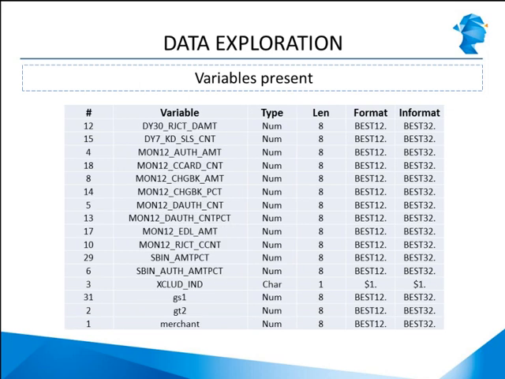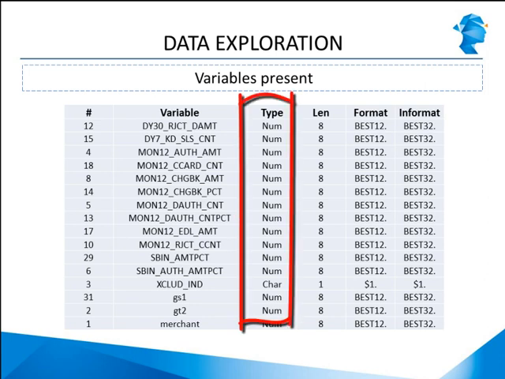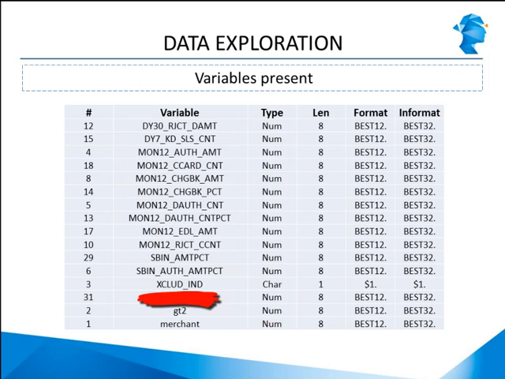This is the second set of variables. You can again see most of these are numeric. There is one character variable, exclude underscore ind, which is some kind of an indicator. The rest are all numeric variables. So these are all the variables that are present in the data set.